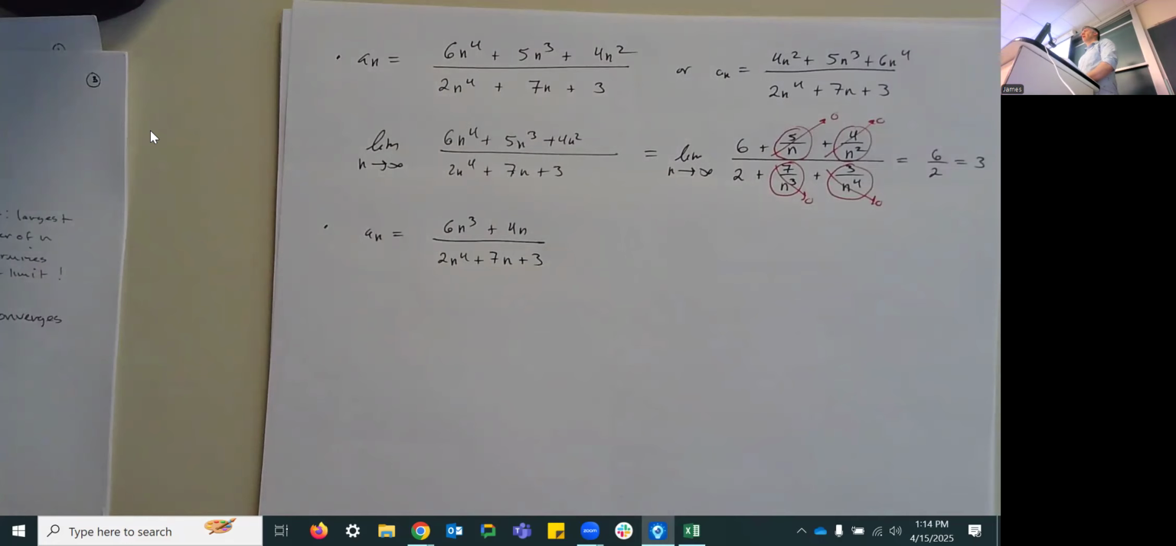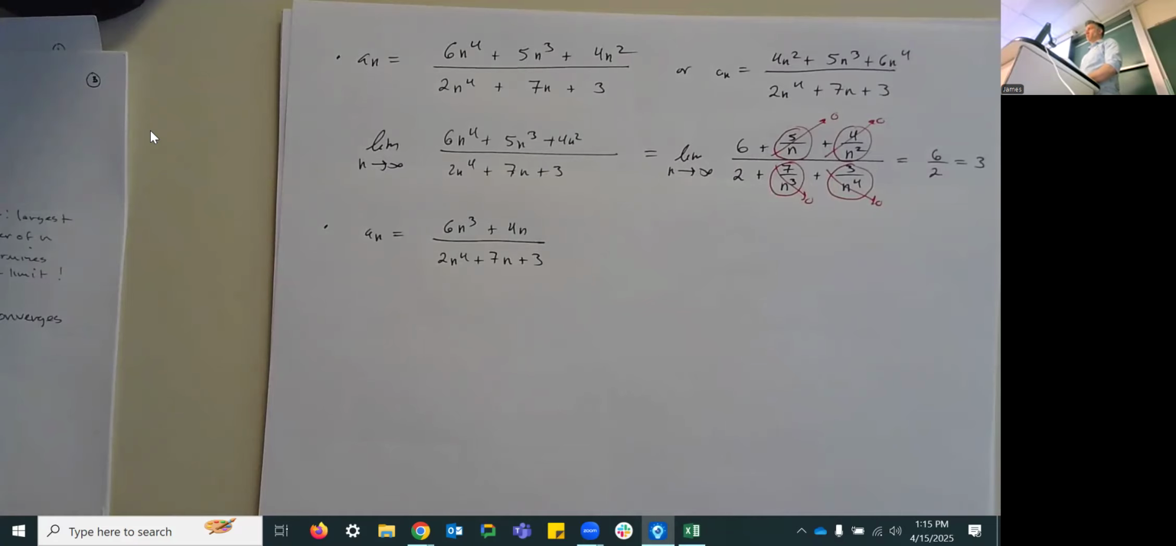What's getting bigger faster? The numerator that has the highest power of 3 or the denominator that has the highest power of 4? Denominator. So it seems like our fraction is going to have a larger denominator, meaning the fraction is going to get smaller as we go further and further and further out.